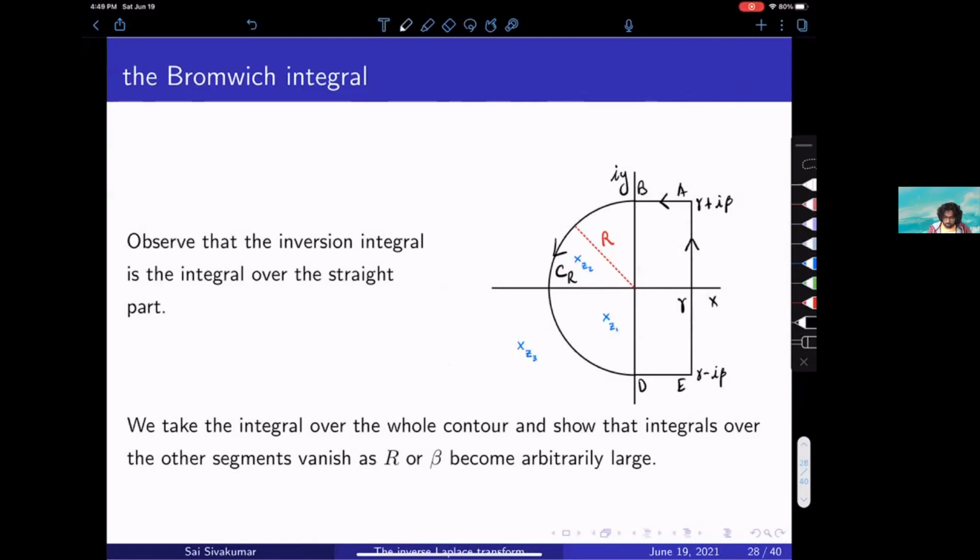So we have this contour here. This vertical part is going to be the part that actually corresponds to the inversion integral. And I have the contour going counterclockwise. So this thing is going bottom up, which is what we want. But then we have all this extra stuff.